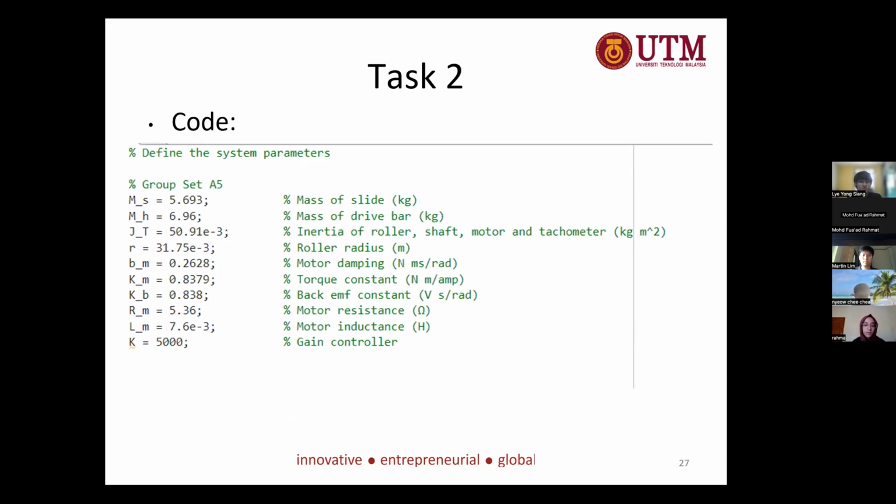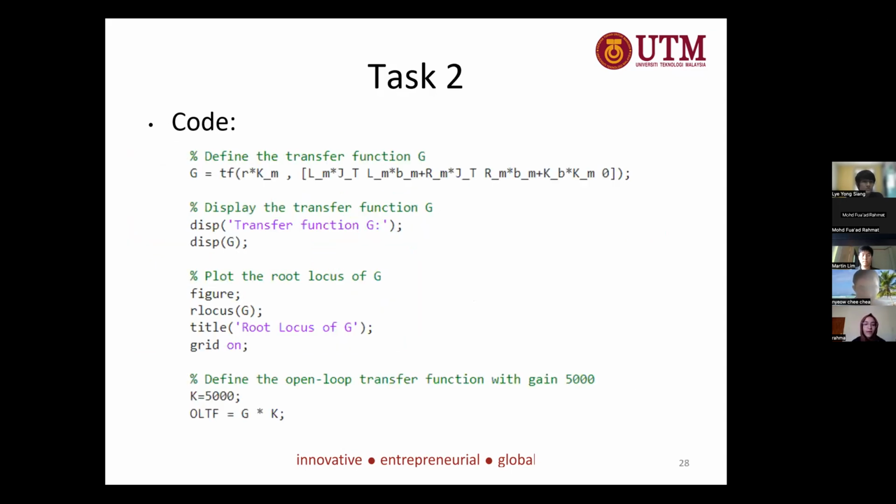So I'm going to explain the code. First I inserted all of the parameter values, and then I got the transfer function, which is going to be displayed on the command window. Then the root locus is going to be plotted using the transfer function calculated above. And then we're getting the open loop transfer function, which is the transfer function multiplied by the gain, which is given as 5,000.